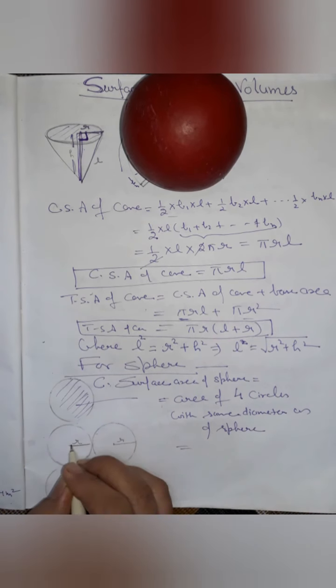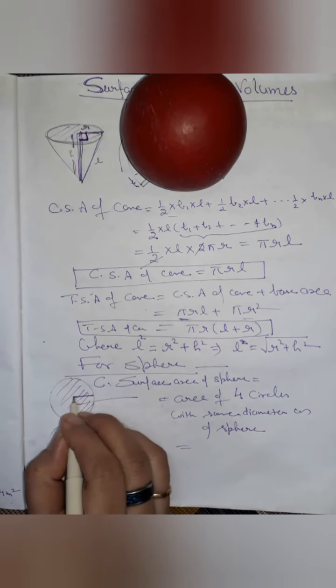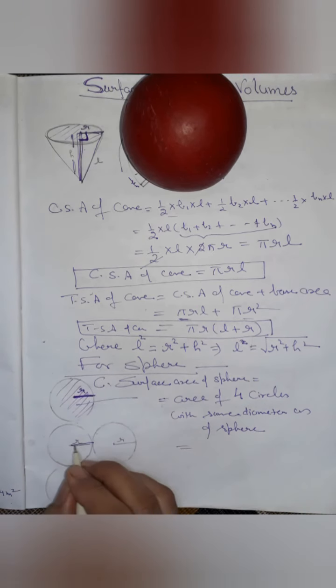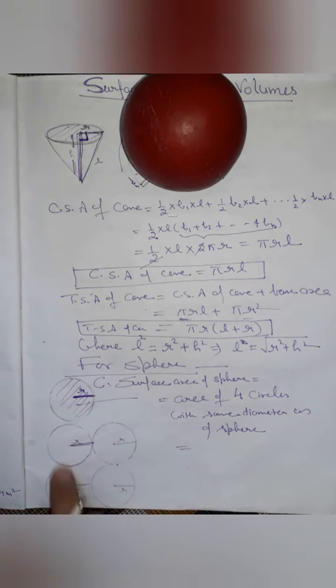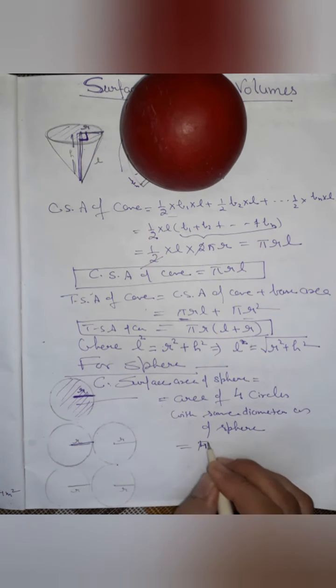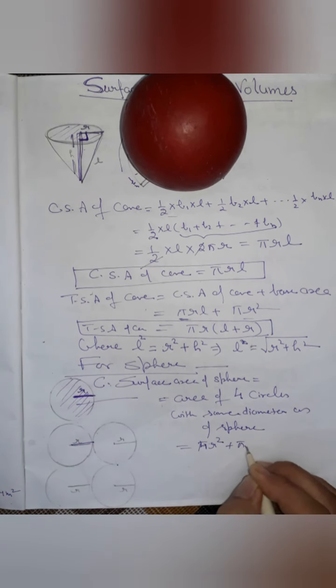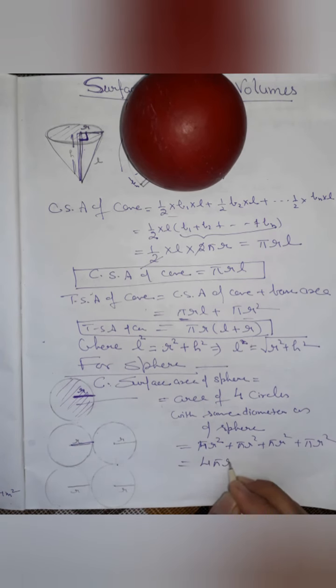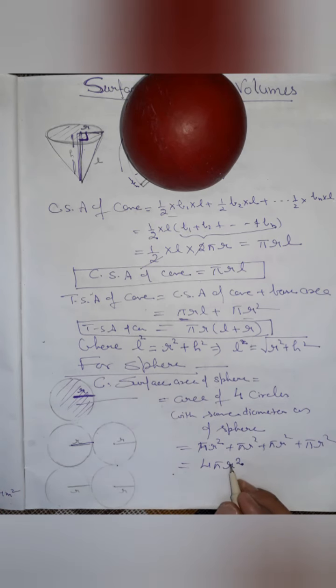So suppose this sphere has radius r, it means these 4 circles are also of the same radius r. So pi r square plus pi r square plus pi r square plus pi r square, that is 4 pi r square. So surface area of a sphere will be equal to 4 pi r square.